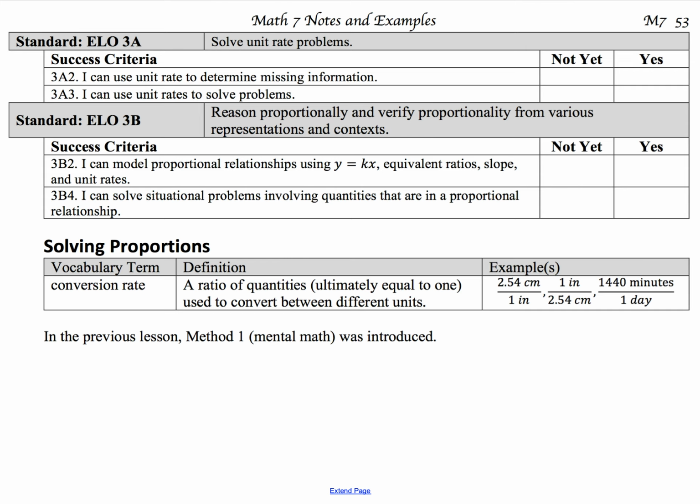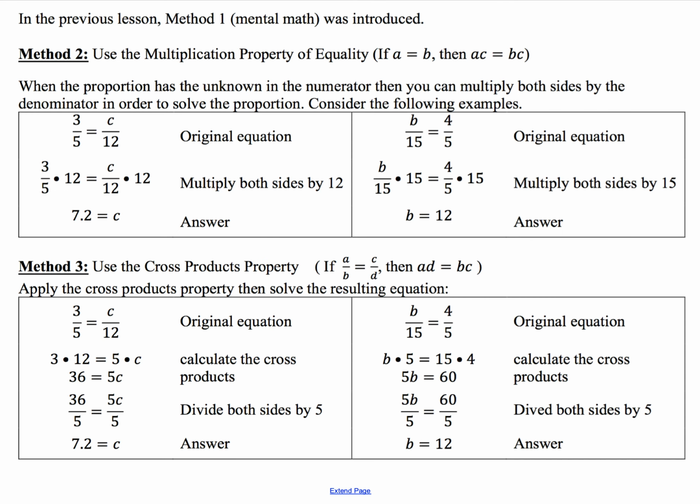So in a previous lesson, we learned method 1, doing the mental math. So you have to go back to that previous lesson. Method 2 is using the multiplication property of equality, which states if A equals B, then AC equals BC, multiplying both sides by C. When the proportion has the unknown in the numerator, then you can multiply both sides by the denominator in order to solve the proportion.